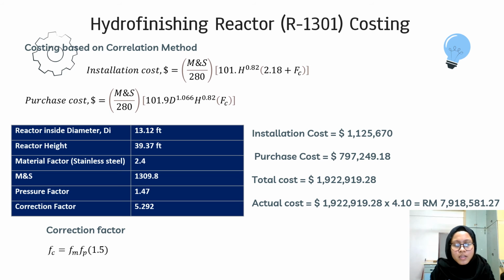The installation cost, after we calculate, we got 1.125 million. The purchase cost is 797,249.18 dollar. The total cost overall is 1,922,919.28 dollar. After we convert it into RM, we got 7,918,581.27.